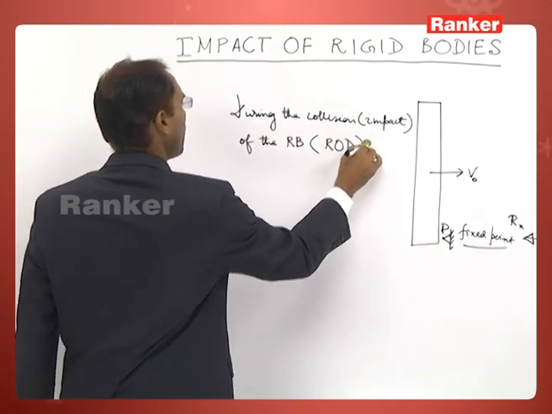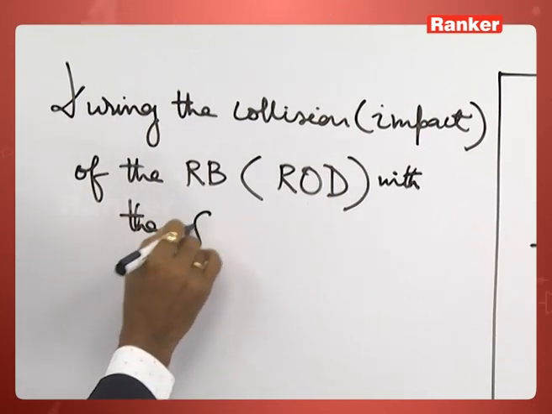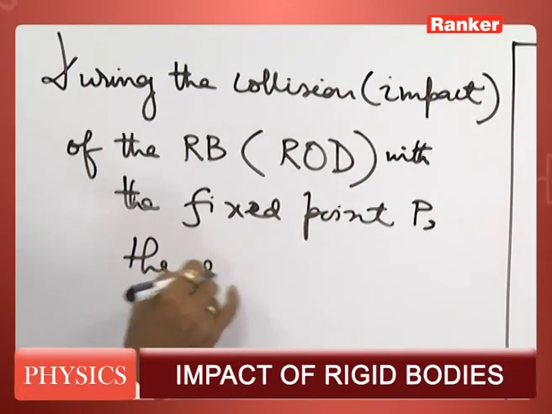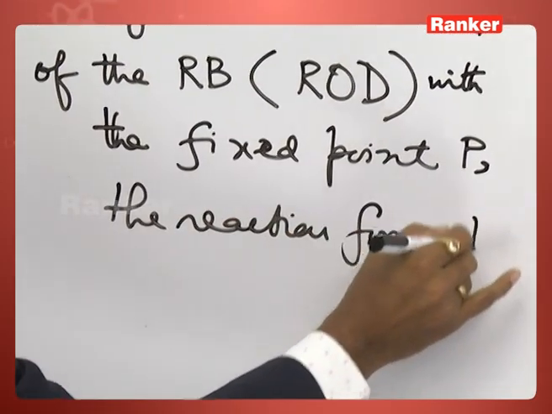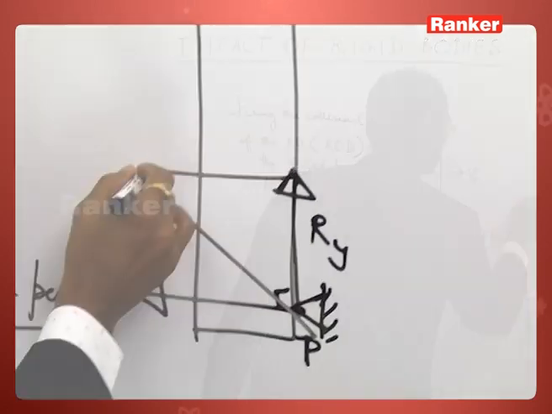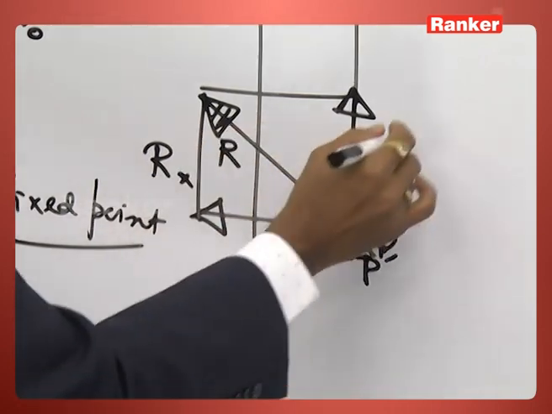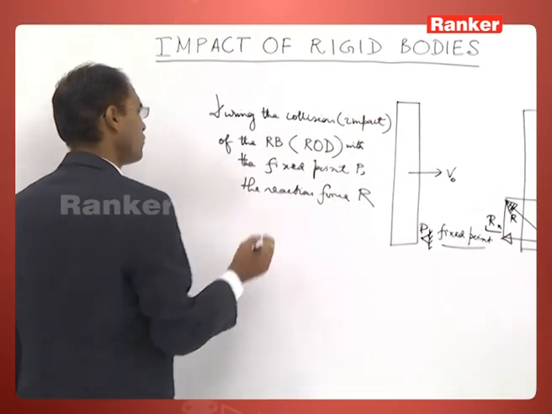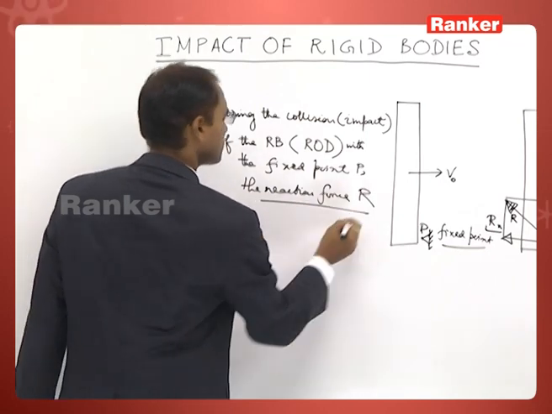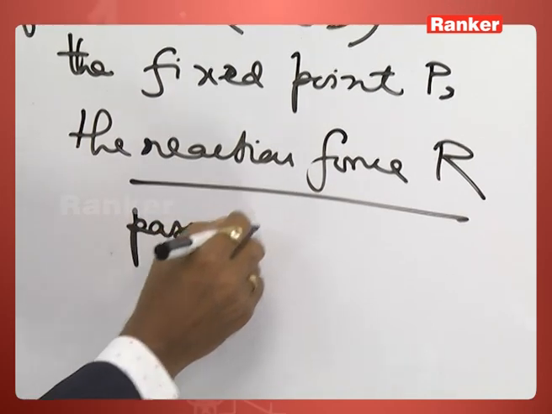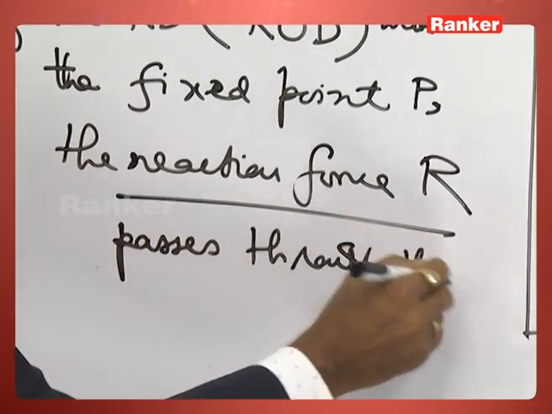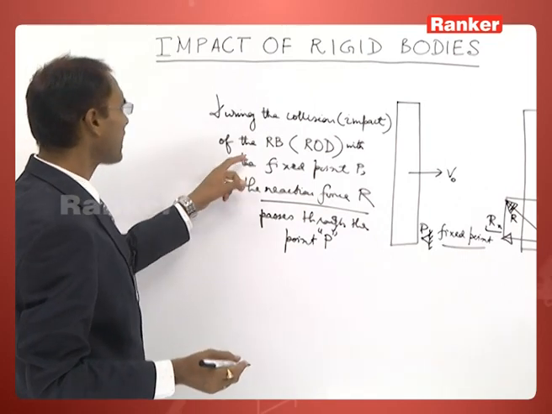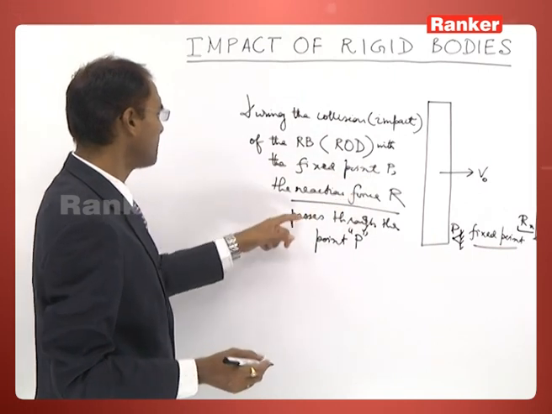During the collision or impact of the rigid body with the fixed point P, the reaction force R, the net reaction force, has these components offered by the fixed point onto the rod. So there is a reaction force that passes through the point P.